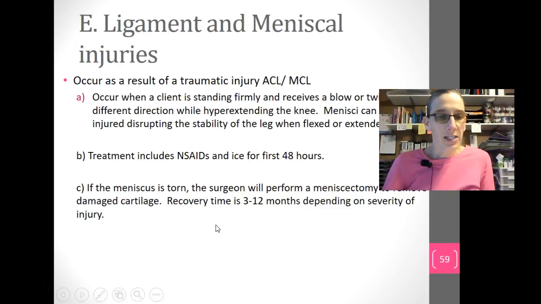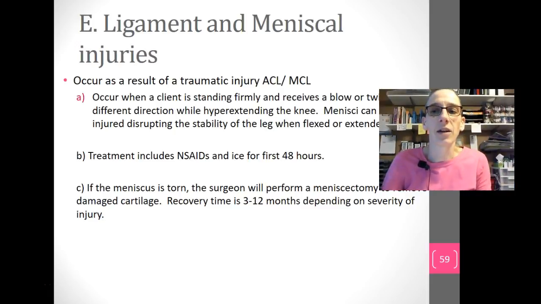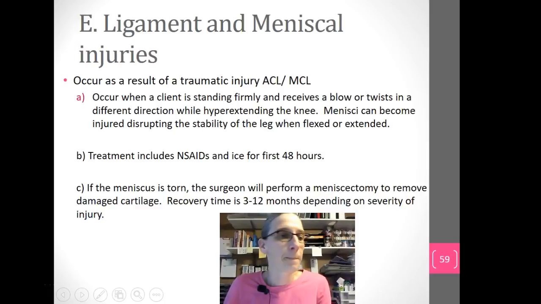Ligament and meniscal injuries. These occur as a result of traumatic injury, things like ACL and MCL, your anterior cruciate ligament and your medial cruciate ligament. They occur when the client is standing firmly and receives a blow or a twist in a different direction while hyperextending the knee. The menisci can become injured, disrupting the stability of the leg when flexed or extended. So this is what happens very frequently with athletes.